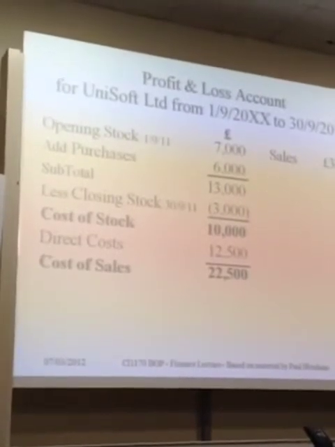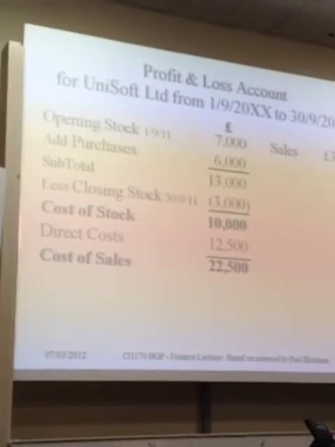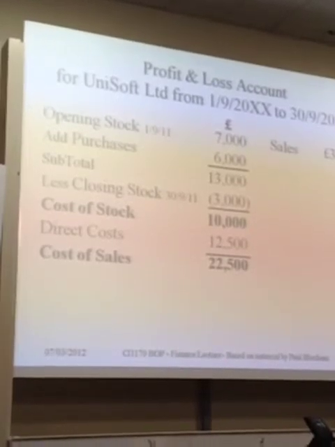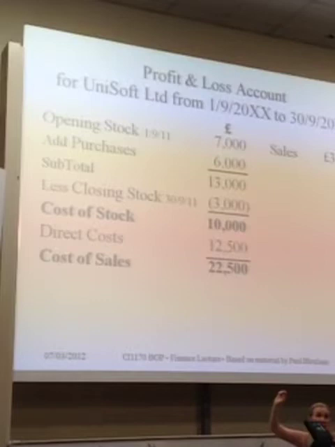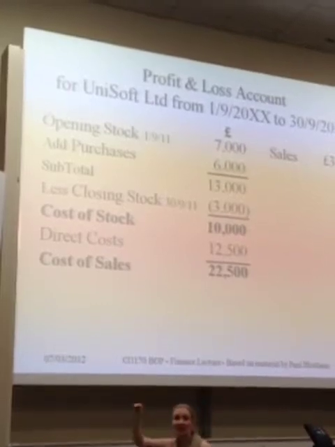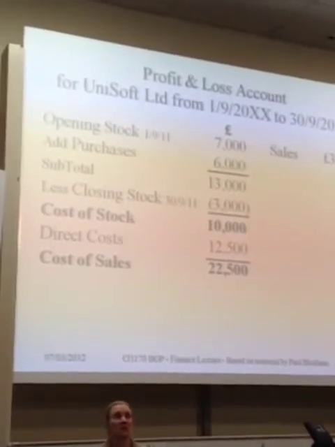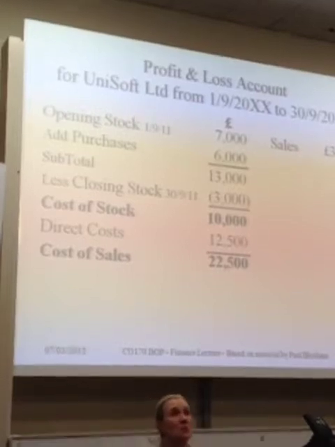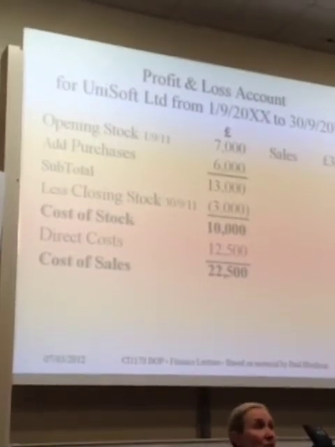So if it's 20,000, if it's 30,000 there, it comes down here. If it's 30,000 on that side, it's got to balance. So therefore, it's 30,000 on that side. So if it's 30,000 on the other side, it's going to be the difference between the 30 and the 22,500.